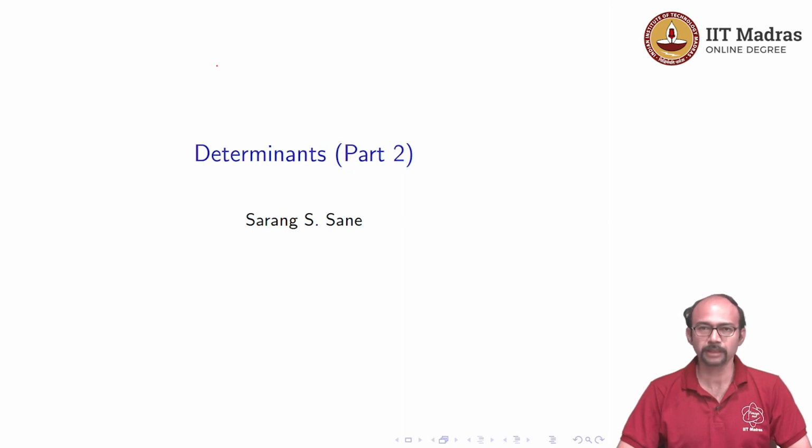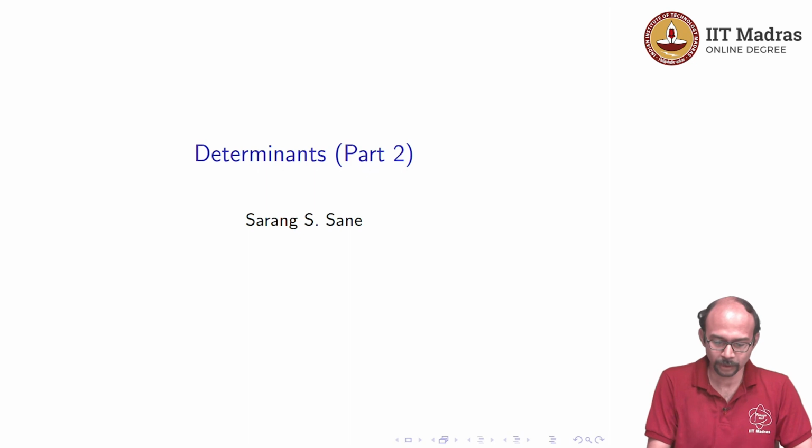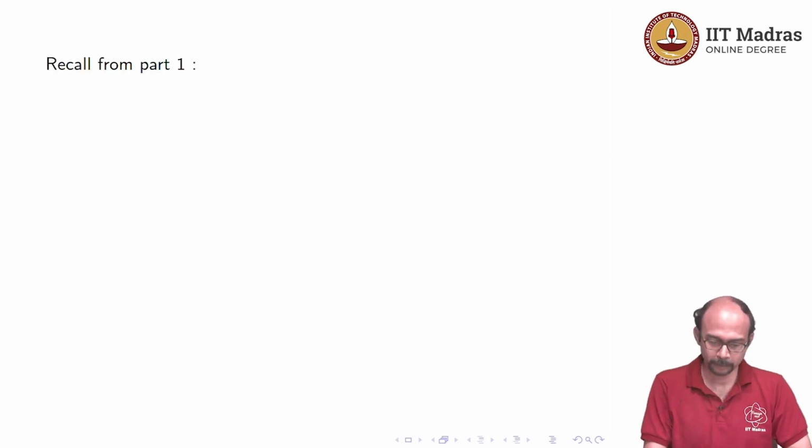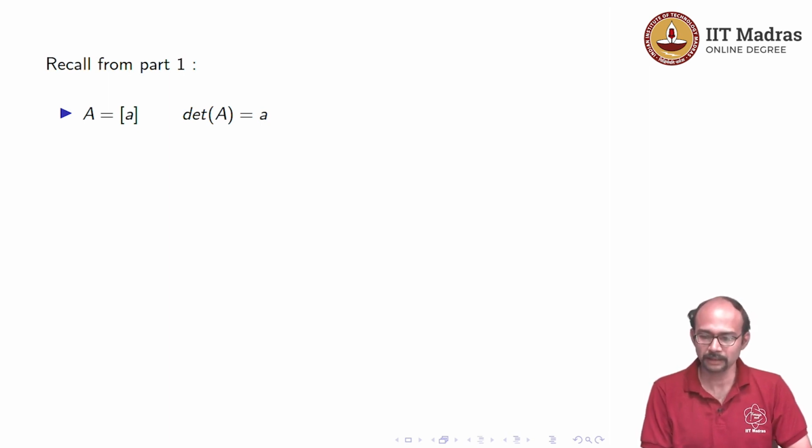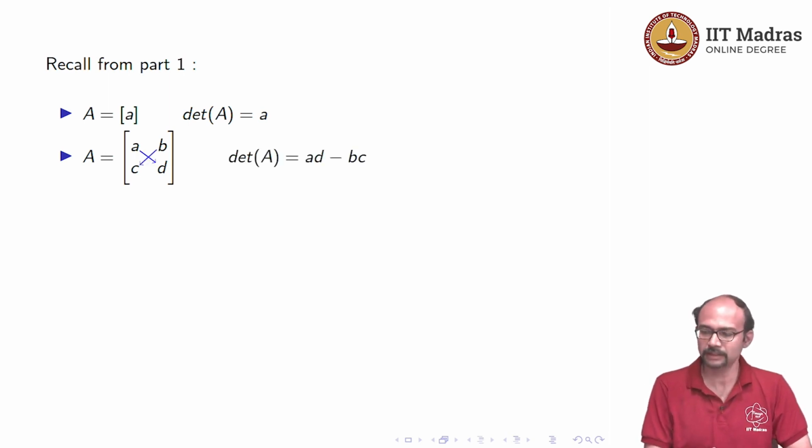Today's video is on determinants. This is the second part of the videos on determinants. So let's recall first what we did in part 1. Recall from part 1 that we defined the determinant of a 1 by 1 matrix. If A is singleton a, then determinant of A is just that number a. If A is the 2 by 2 matrix a, b, c, d, then determinant of A is ad minus bc. You multiply the diagonal terms and subtract out the off diagonal terms.